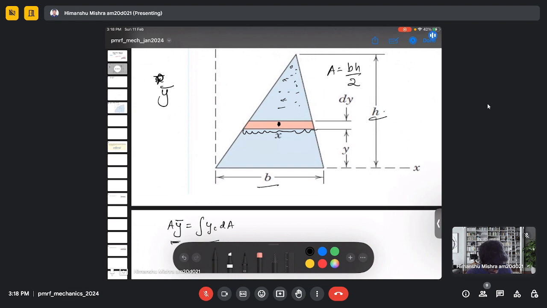used to find the area. So the area of this small strip is dA, and it can be given as x multiplied by dy. So this is my x multiplied by this vertical direction, which is my dy.